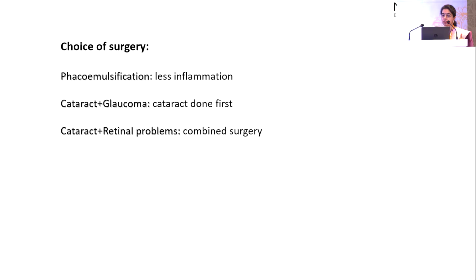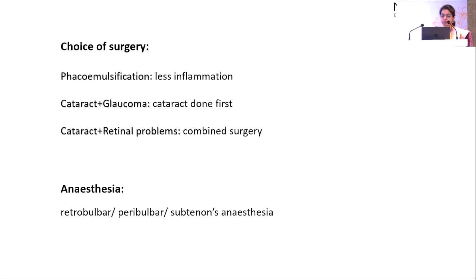Now the choice of surgery is obviously phacoemulsification, because it causes less inflammation. When cataract and glaucoma both are present, cataract should be done first, because if glaucoma surgery is done first and cataract surgery is done later, the inflammation from cataract surgery might fail the bleb. When cataract and retinal problems coexist, a combined surgery can be planned.